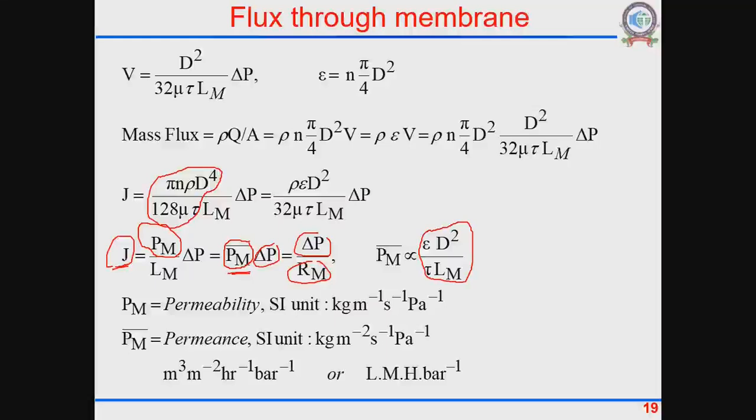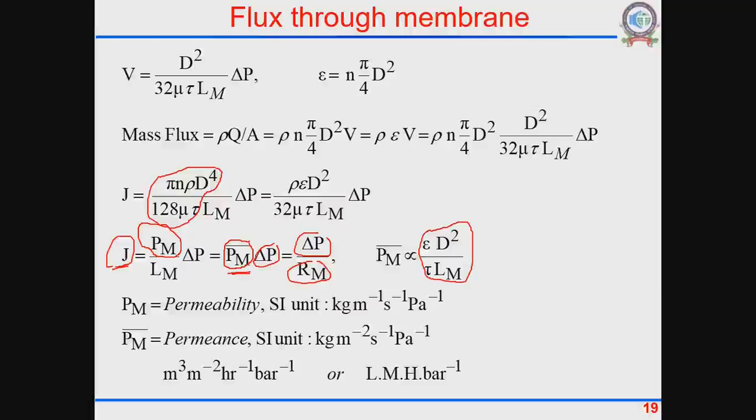So these properties of the membrane decide the permeance of the membrane. For example, if the diameter of the pores is larger, permeance is larger. If porosity is larger, permeance is larger. If tortuosity is smaller, meaning more towards 1, permeance is larger. If thickness of the membrane is smaller, the permeance is larger.